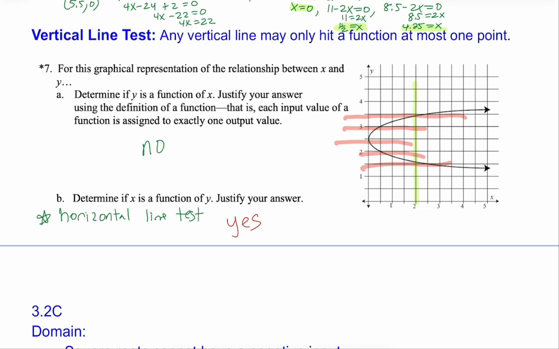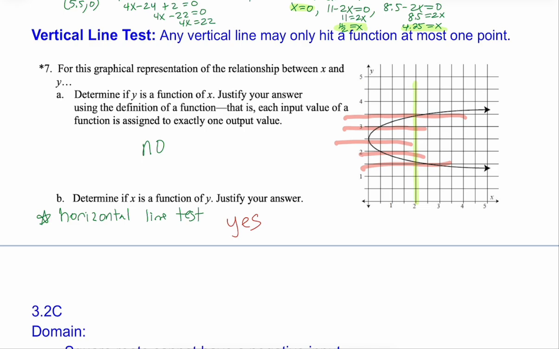But this is also a function of y. Every y value is only paired up once. And that's why horizontal lines will only ever touch it in one spot. Now, why is this important? Eventually, we'll talk about a function called a one-to-one function that passes both the vertical and the horizontal line test. It has to pair up exactly once in both directions. So that is something that is coming.